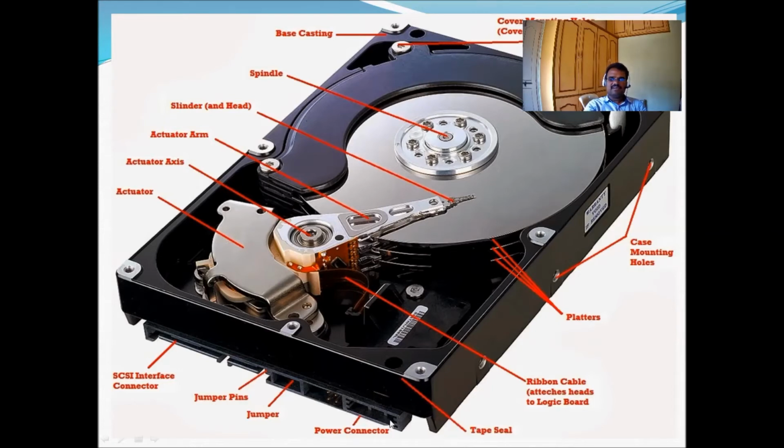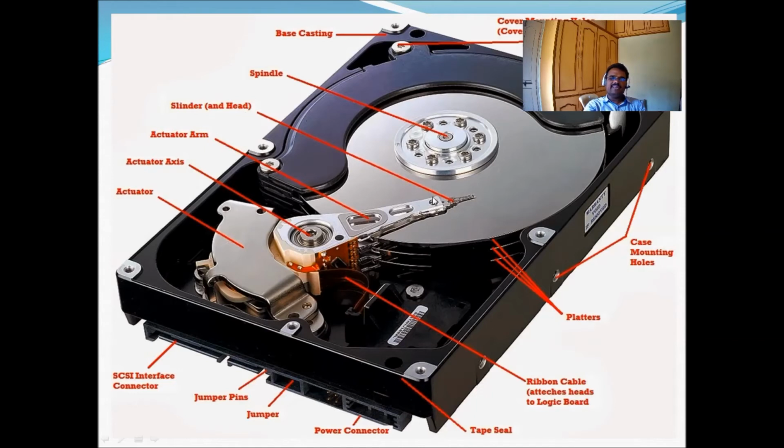There is a power connector of the hard disk, the jumper settings, the jumper pins of the hard disk. This is the SCSI interface connector, somewhat old one. And this is the actuator motor, nothing but a stepper motor in olden days. Now it is a voice coil. This is the actuator axis and actuator arm which helps in moving this read write head.